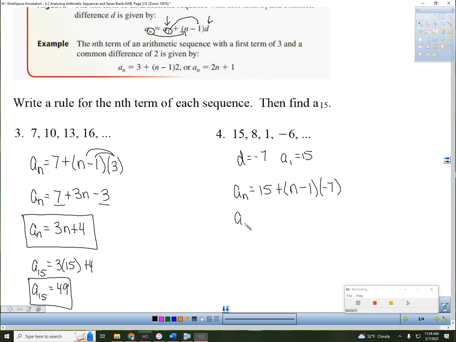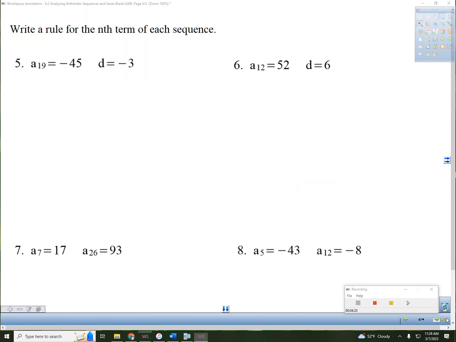So now the same process applies. I will simplify and get it all in the correct order. So I'm going to distribute this negative 7. So I have 15 minus 7n plus 7. Combine like terms, put it in order. So negative 7n, and then 15 and 7 make 22. And then to find the 15th term, again, you would just plug 15 in for your n.